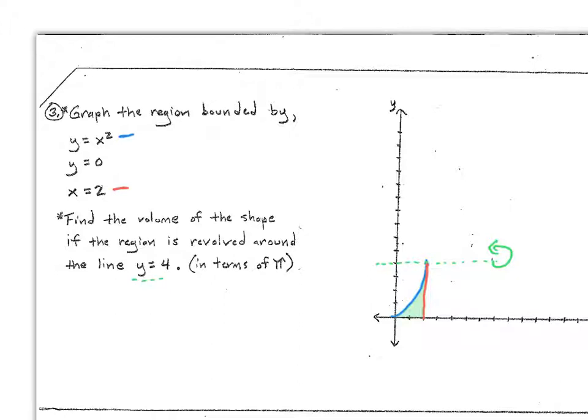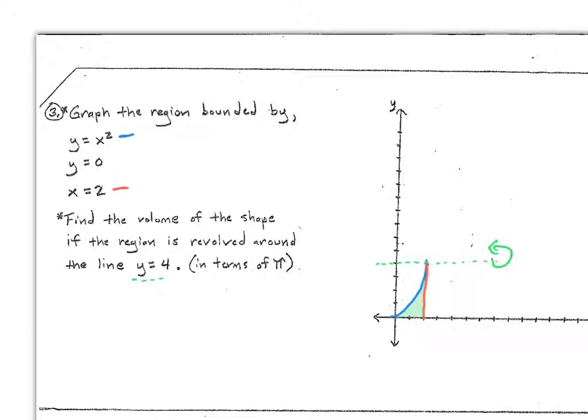Anyway, the goal of this problem is we're going to graph this region that's bounded by these particular curves right here. And I've already done that and highlighted the magic area. Region bounded by y equals x squared, y equals 0, you know it as the x-axis, and x equals 2, that vertical line. So this is the green area that we're concerned with.